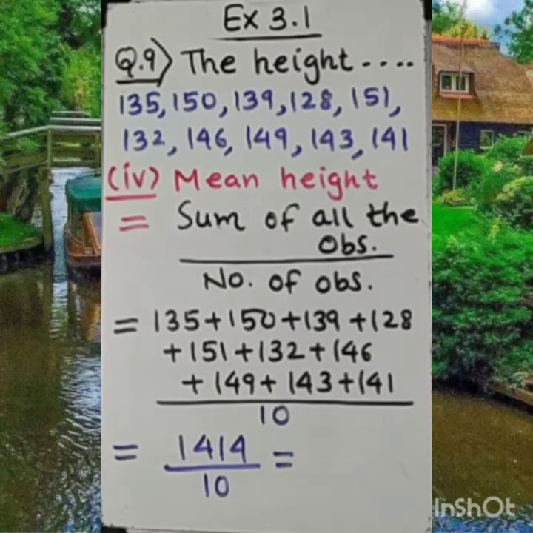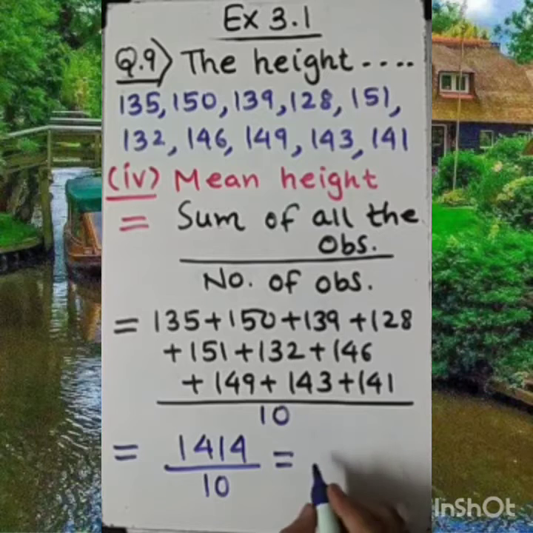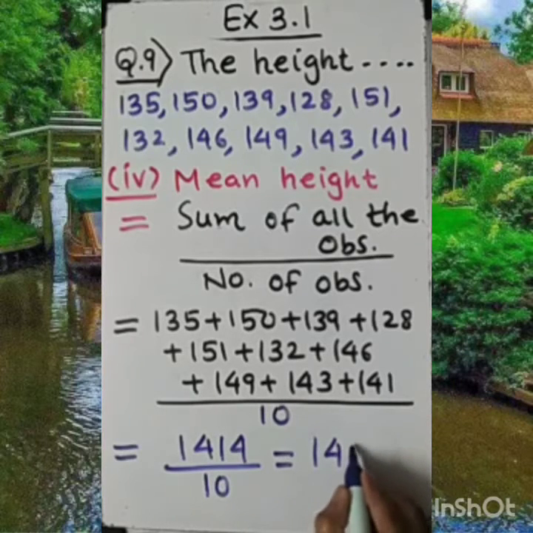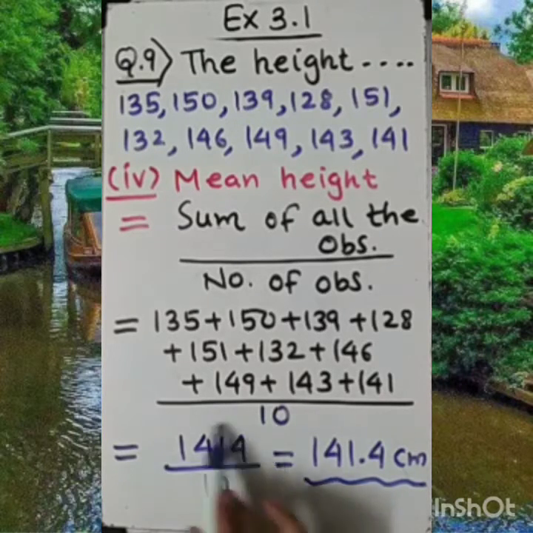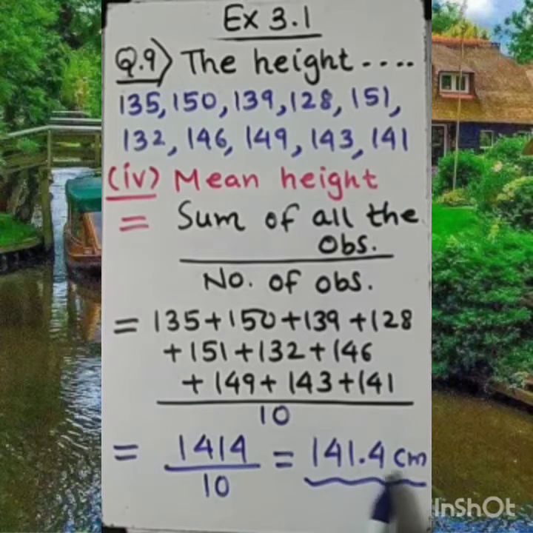So how to move it? We only need to shift the digit. How many digits do we need to shift? One digit. So we will have here 141.4 centimeter. So this is the mean height of the given observation, the mean height of the girls. Got it? Because we are shifting one digit, the answer will be 141.4 centimeter. This is the solution of the fourth question.